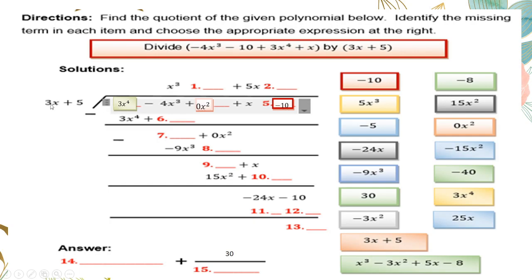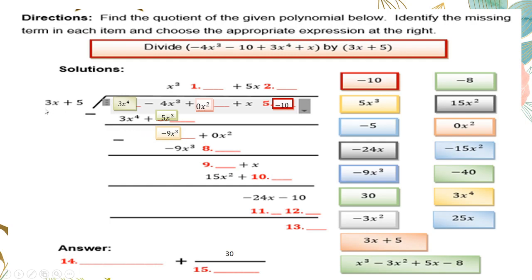3x to the 4th divided by 3x is x cubed. X cubed times 3x is 3x to the 4th. X cubed times 5 is 5x cubed. Then change the sign. This becomes negative. So negative 4, negative 5 is equal to, that's it, negative 9x cubed. And then bring down 0x squared.